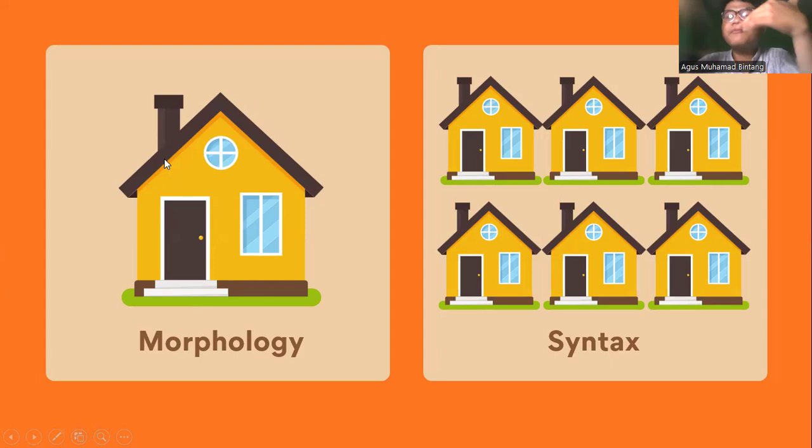So when these houses are combined together, it could be called syntax. So syntax is like a residential area where the house is always the same. Look at this picture. The first house is the same as the house in the second, like the other houses. So it could be the syntax.